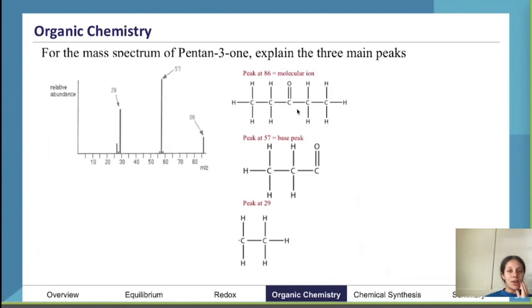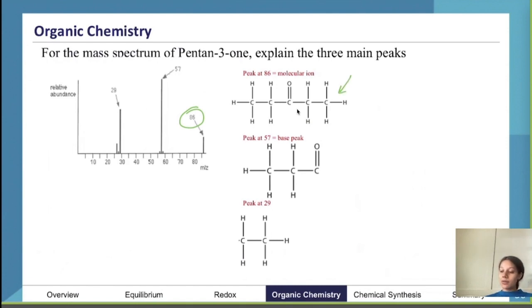If we have a look at what these all correspond to, they're different fragments of this main molecule. The 3-pentanone is what's going to make up our molecular ion. So our most abundant mass to charge ratio, the 86, is the mass of the biggest fragment that we can get, except the fragment is just the whole molecule itself. So that's what we have for our molecular ion there.